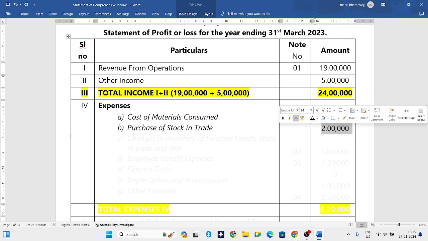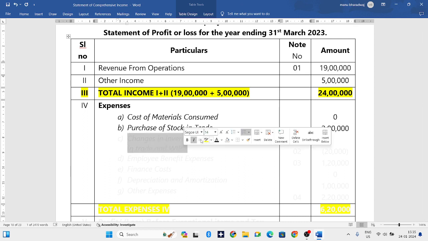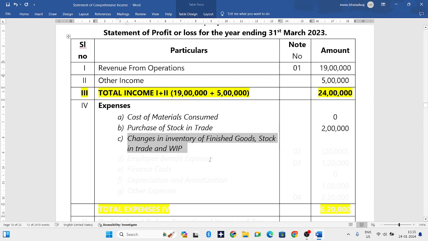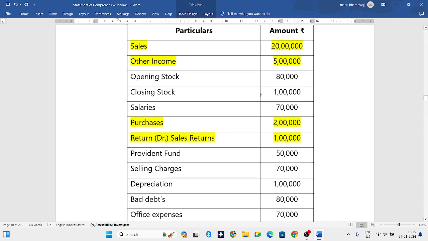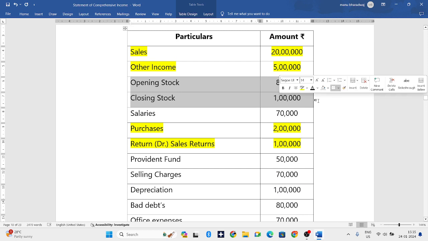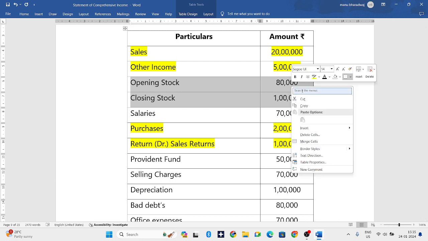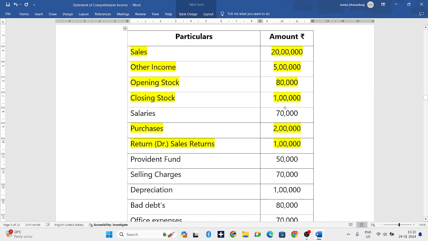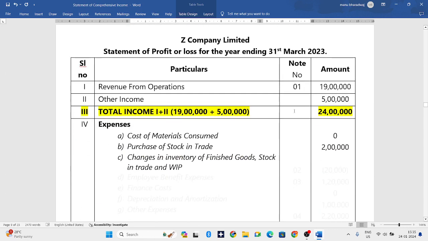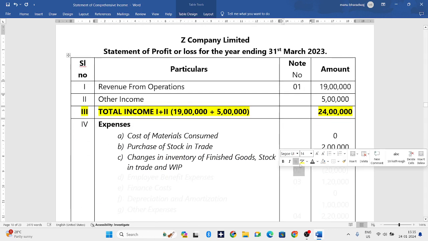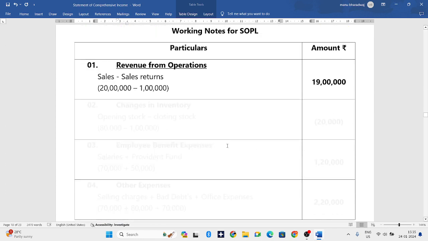Next we have changes in inventory of finished goods, stock in trade and work in progress. And how do we calculate changes in inventory? It is based on our opening stock minus closing stock. So let us check the question. We have both opening stock as well as closing stock. When we have two items, we have to open a working note. So we will open working note number 2, that is changes in inventory of finished goods, stock in trade and work in progress.